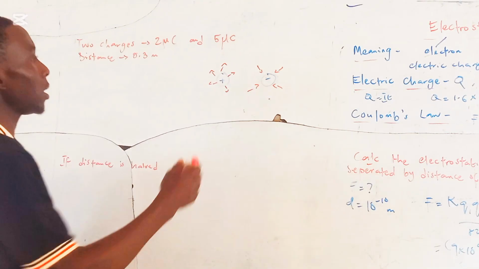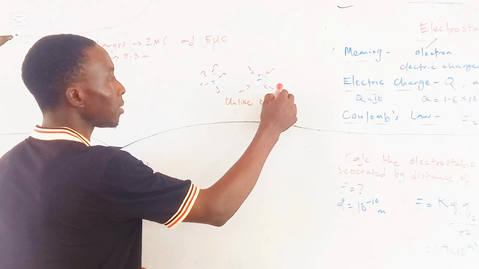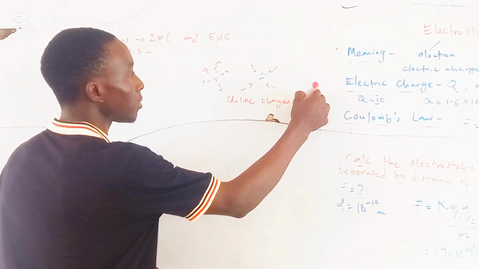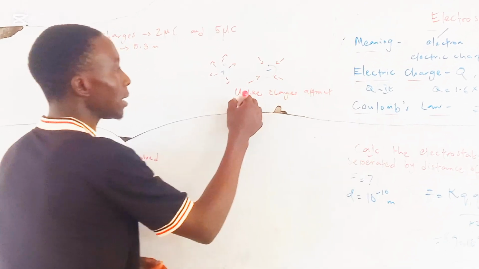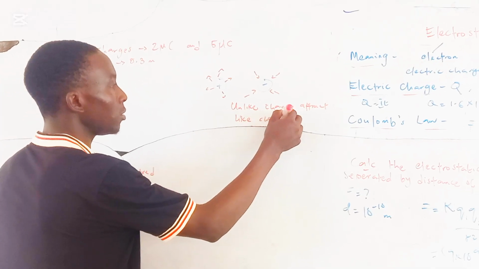So in short, let's just say unlike charges attract and like charges repel.